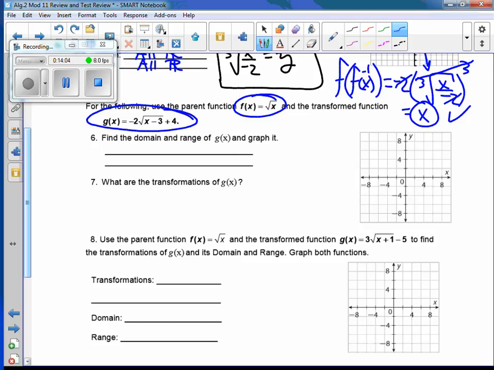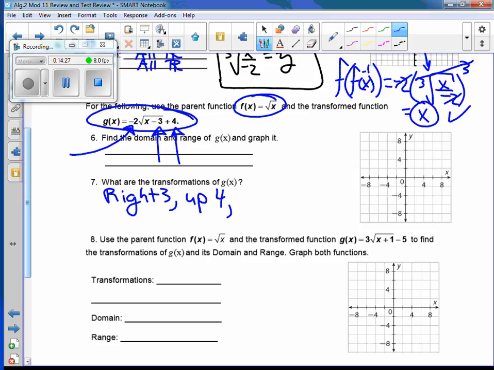Okay, so if you recall, these values right here, this minus 3 and this plus 4, they move the graph left, right, up, and down. The minus 3 right there is going to move the graph to the right 3 units. And the plus 4 will move it up 4 units. Okay? Then the next thing is the negative 2 right here.